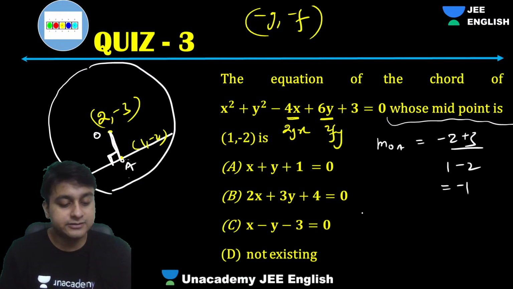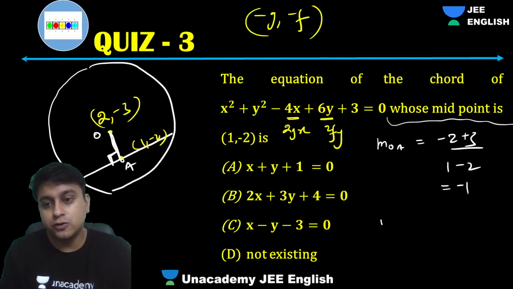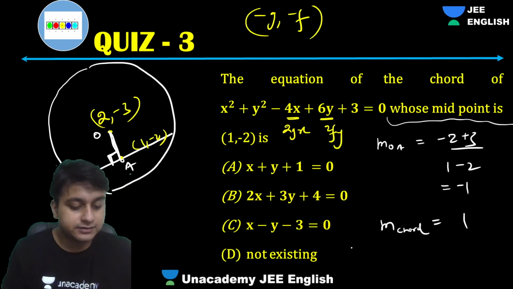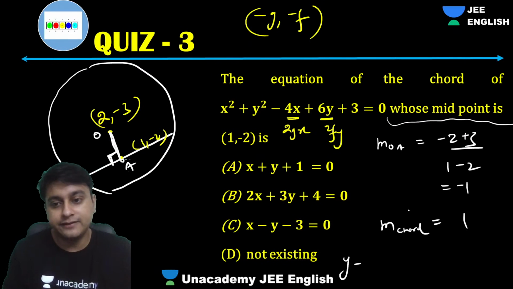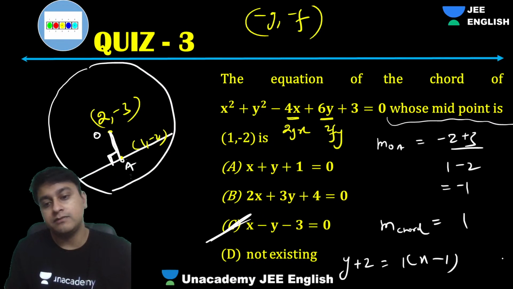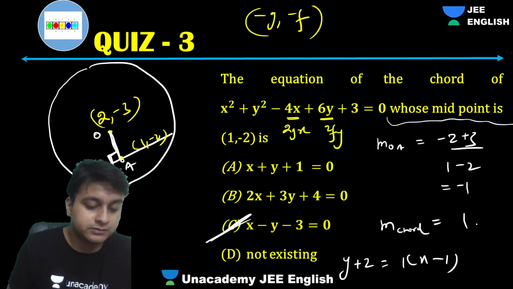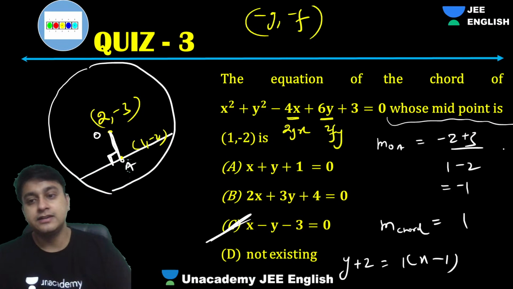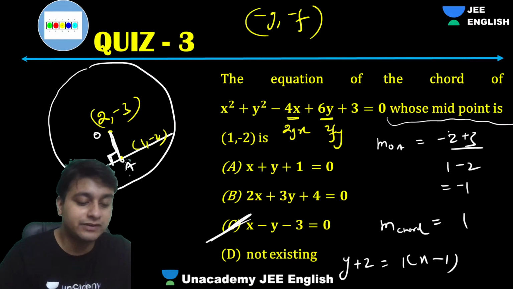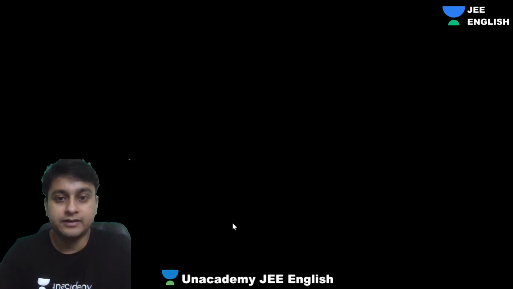So obviously these two are perpendicular, so the slope of the chord will be 1. We can easily get the equation now. y minus y1, that is y plus 2, equals slope 1 into x minus 1. We get x minus y minus 3 equals 0. Absolutely easy, right? No need to mug up any formulas for this question. Great. So next.